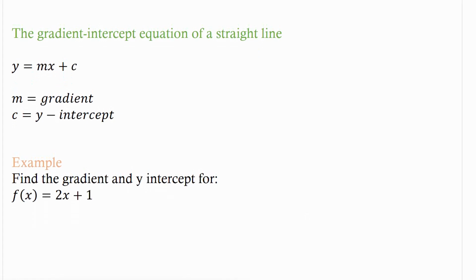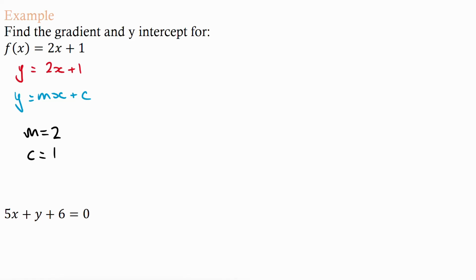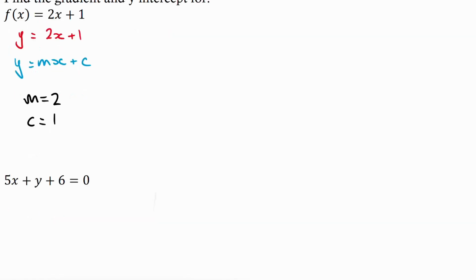The next thing we're going to look at is what we call the gradient-intercept equation. I have spoken about it in the past, but for a reminder, it is y equals mx plus c, where m is your gradient and c is what we call the y-intercept, where it crosses the y-axis. So it's fairly straightforward. Here in our example, we need to find the gradient and y-intercept for f(x) equals 2x plus 1. Remember, f(x) is the same as having y, so I could rewrite it as y equals 2x plus 1. In blue, I'm going to write our formula, y equals mx plus c. So m must be 2 and c must be 1. So the gradient is 2 and the y-intercept is 1.